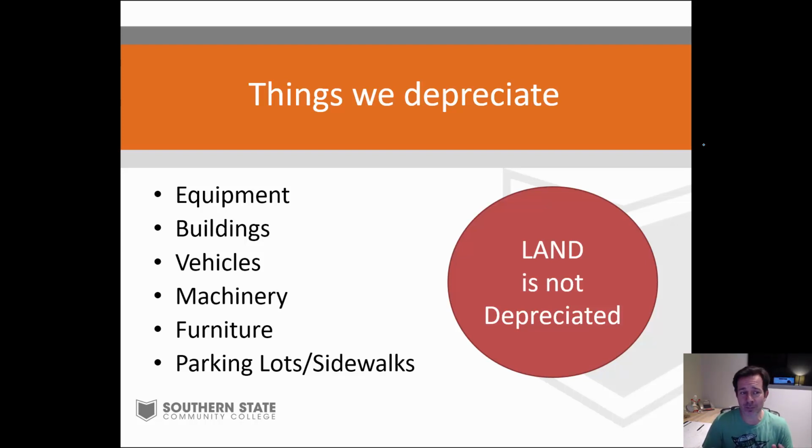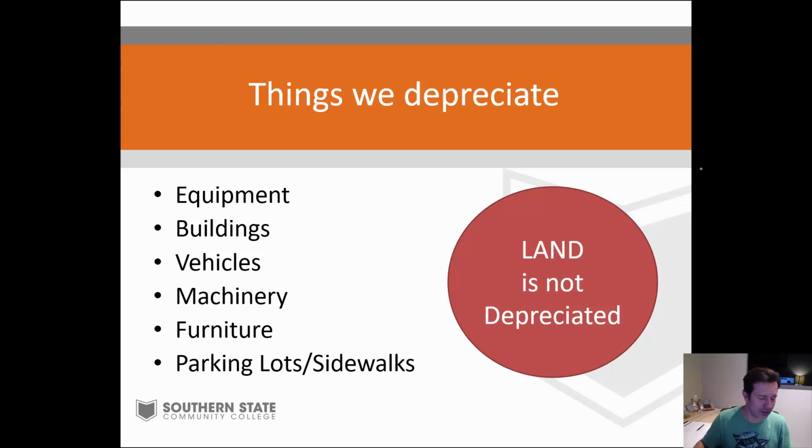Equipment's not the only thing that we depreciate. Pretty much any kind of asset that we're going to be using over multiple accounting periods is going to get depreciated. That could include equipment, it can include a building, a vehicle, machinery, furniture, computer equipment. It could even include parking lots and sidewalks. It doesn't include land. Land is not assumed to have a finite life. It's assumed to go on and on and on. So we don't depreciate land. That's pretty much the only long-term asset that we use over multiple periods that we are not depreciating.